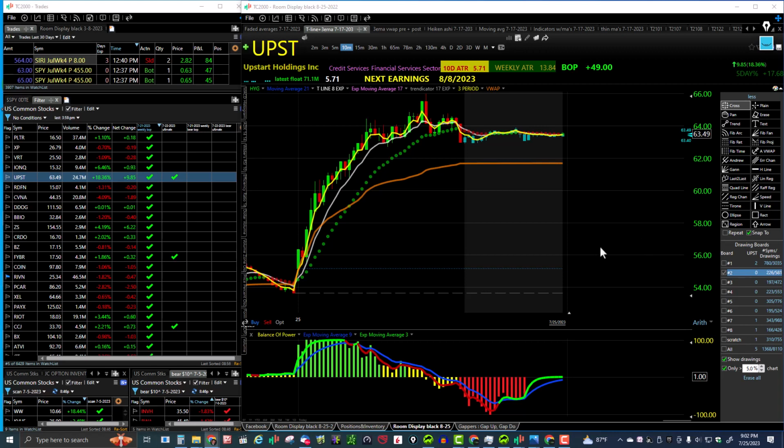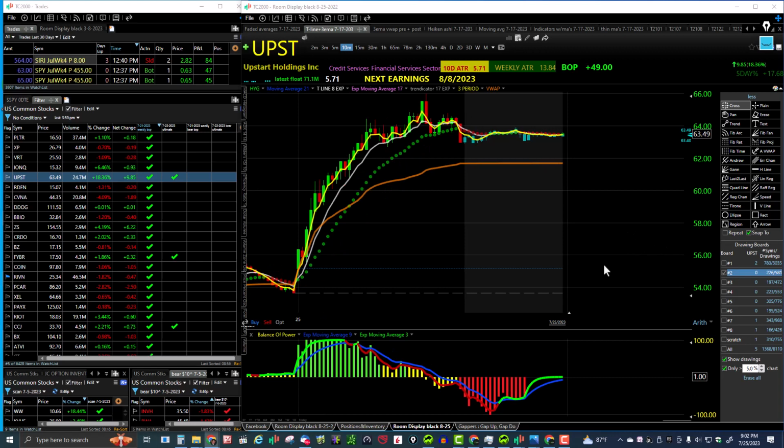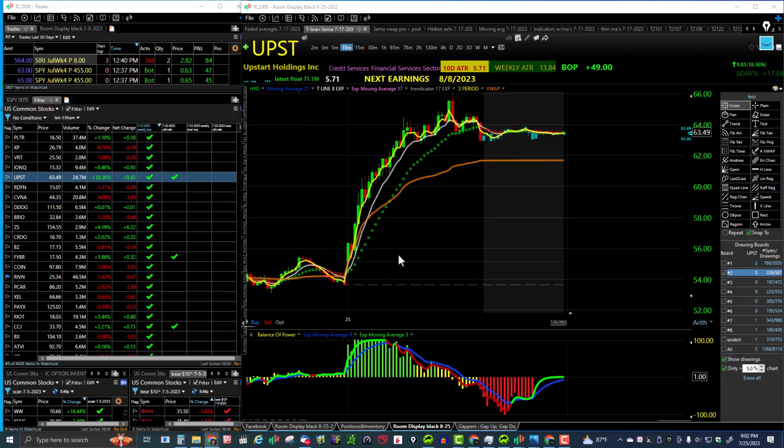If you're not in a room, get in a room that calls out patterns. Get in a room that says, "Hey, I see an M pattern here. I see a W pattern here. I see a J hook here."